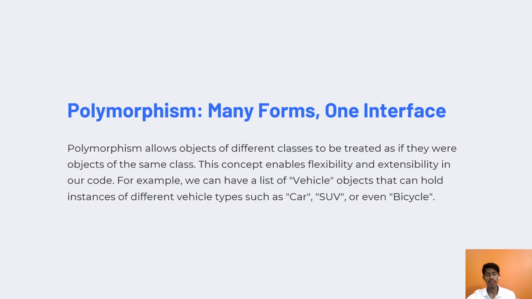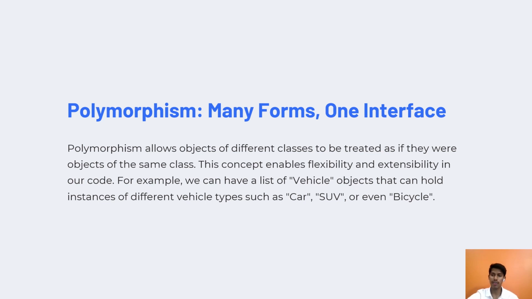So polymorphism. Coming to polymorphism, polymorphism allows objects of different classes to be treated as if they were objects of the same class. This sub-concept enables flexibility and extensibility in our code. For example, we have a list of vehicle objects that can hold instances of different vehicle types, such as car, SUV, or even bicycle. So in the list of vehicles, we have different vehicles such as car, SUV, and even bicycle, which are all related to the same class, that is vehicle.